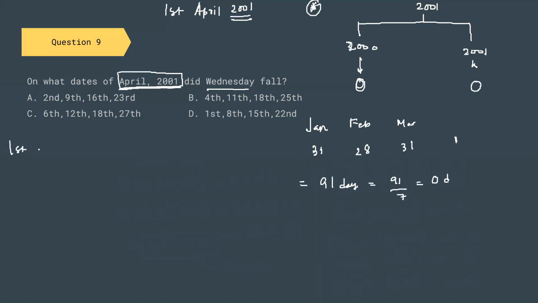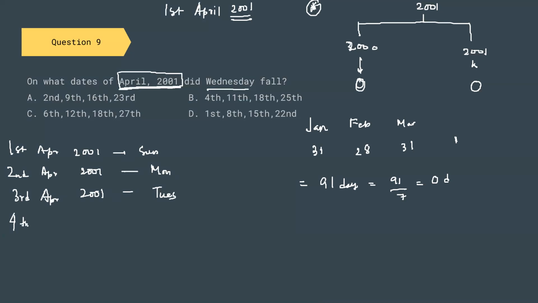So 1st April 2001 was Sunday. 2nd April 2001 would be Monday. 3rd April 2001 will be Tuesday, and 4th April 2001 will be your Wednesday. So 4th April will be Wednesday.